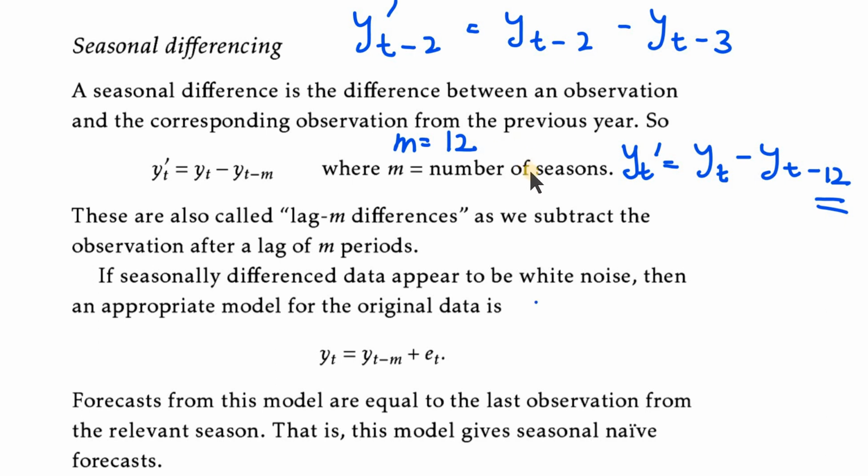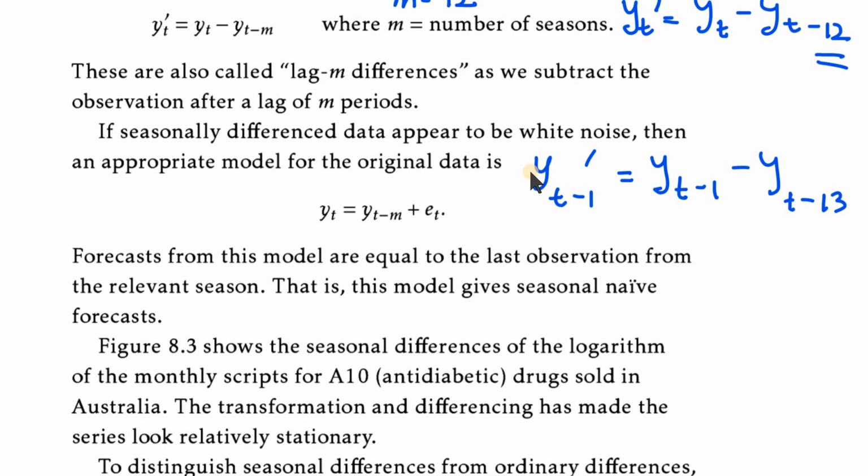What if we have Yt-1 and then difference one time at the seasonal lag? It will become Yt-1 minus, with m equal to 12, Yt-13. Then what happens if we difference two times at the seasonal lag? Using the same example, m equal to 12, we have Yt double prime.